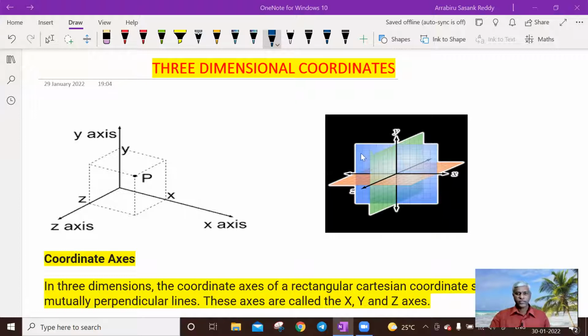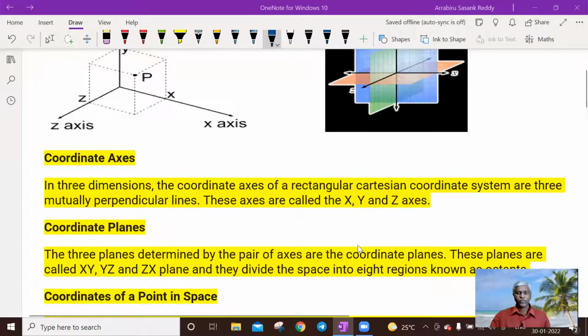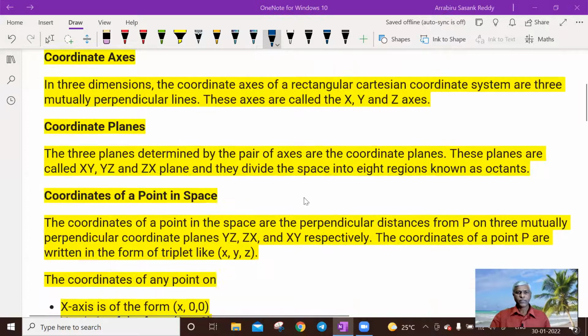So a plane, you can imagine it is like a sheet. So we get 3 planes, that is the xy plane, yz plane, and zx plane.